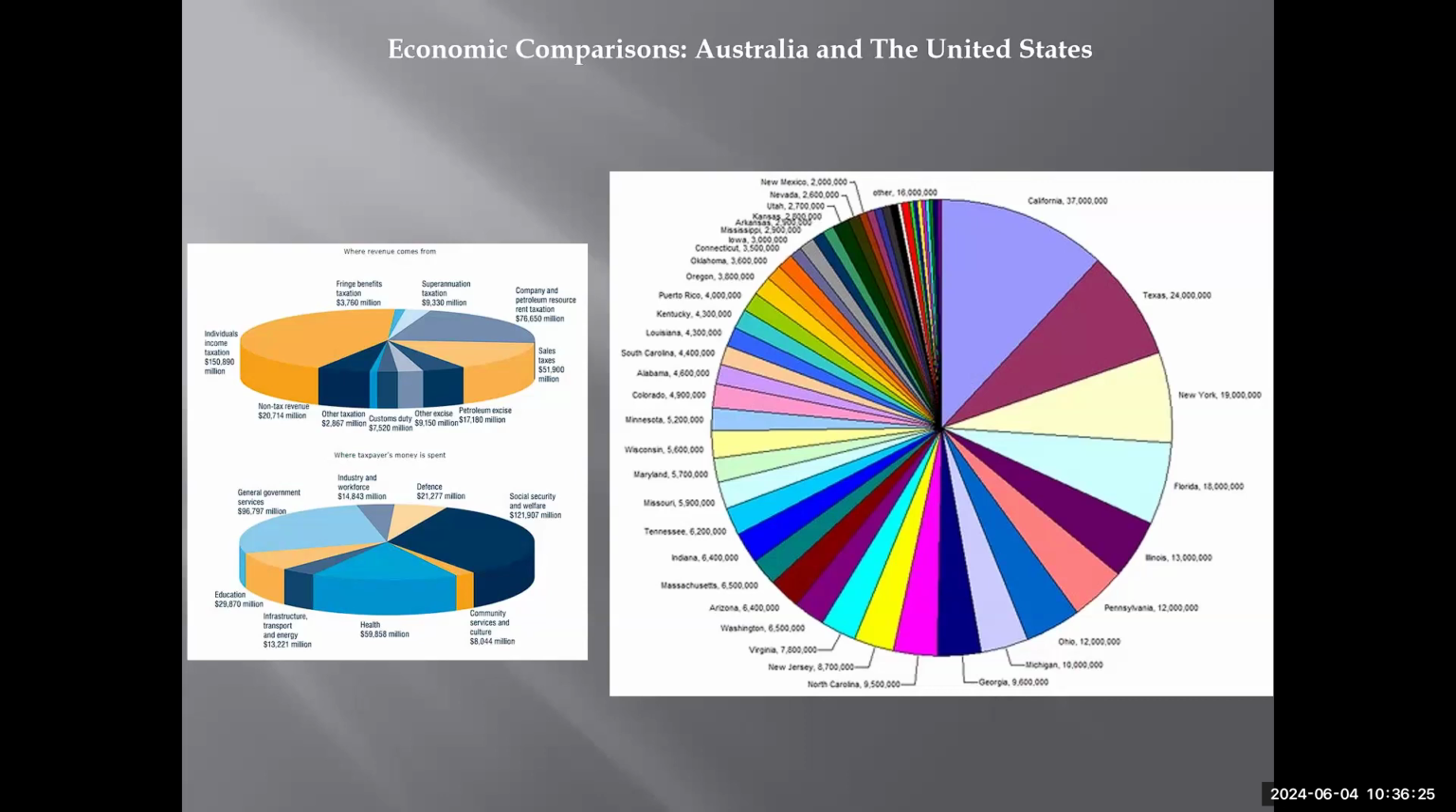So the content would be 2 pie charts demonstrating finances of the United States and finances of Australia, right? That's the content. And the context in this case would be with California spending 37 million compared to Australia's 21.2 defense budget. There you go. Easy.